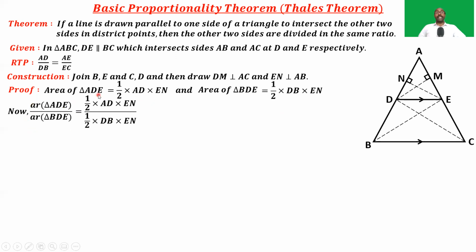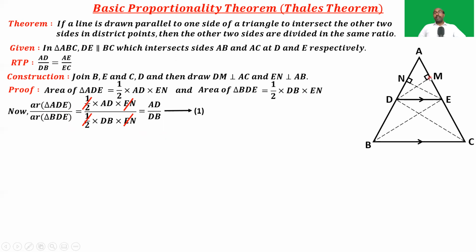We know that area of triangle ADE is half into AD into EN and area of triangle BDE is half into DB into EN. And we can cancel halves and EN in numerator and denominator like this. And now we remain with AD by DB. Therefore, area of triangle ADE by area of triangle BDE is AD by DB. Take it as equation 1.